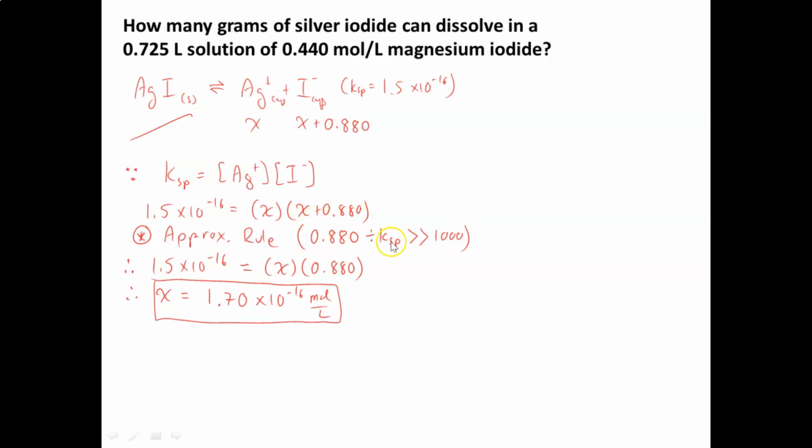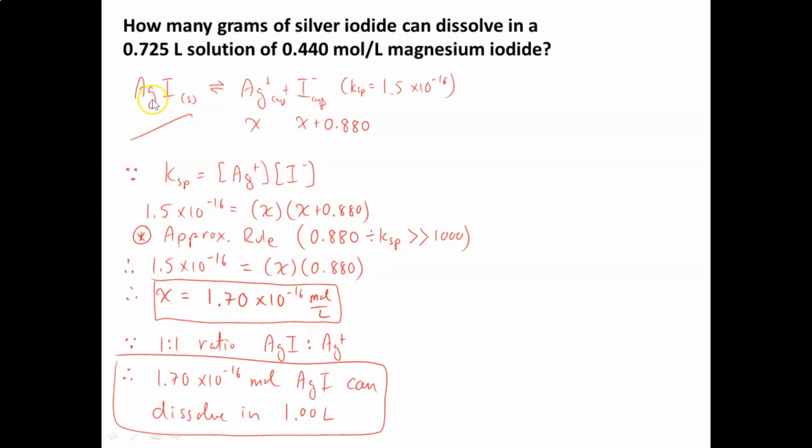So once we punch it in, we do see that the value is much greater than 1,000. X is negligible. I can simplify this expression into this one over here, and this makes it a lot easier to do our calculations. And when we've done so, X is equal to 1.70 times 10 to the power negative 16 moles per liter. Because for every 1 silver iodide that breaks up, 1 silver is released. Therefore, its X value over here is the same value over here.